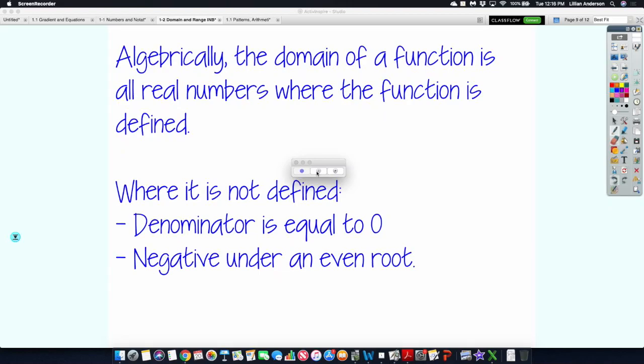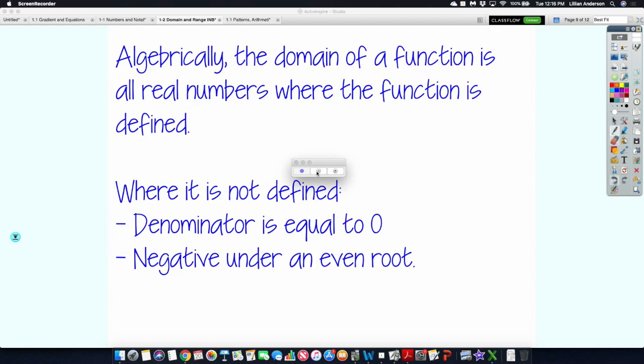Now we're going to look at functions algebraically and how to find the domain of these. So the domain of a function is all real numbers where the function is defined. There are instances when you're given a function, like an equation, and it's not defined at every possible x value. Those two situations are what you guys wrote down. It's where the denominator is equal to 0, or if there's a negative underneath an even root.